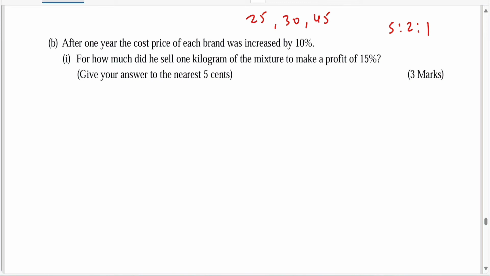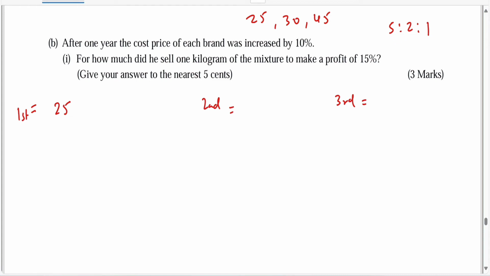So kuna brands tatu. So umeuliza after 1 year the cost price of each brand was increased by 10%. For how much did he sell 1 kilogram of the mixture to make a profit of 15%? So first let's find the selling price for each brand. So let's say hapa ni 25. So for the first brand hii ni first, tutafanya second hapa, tutafanya third.